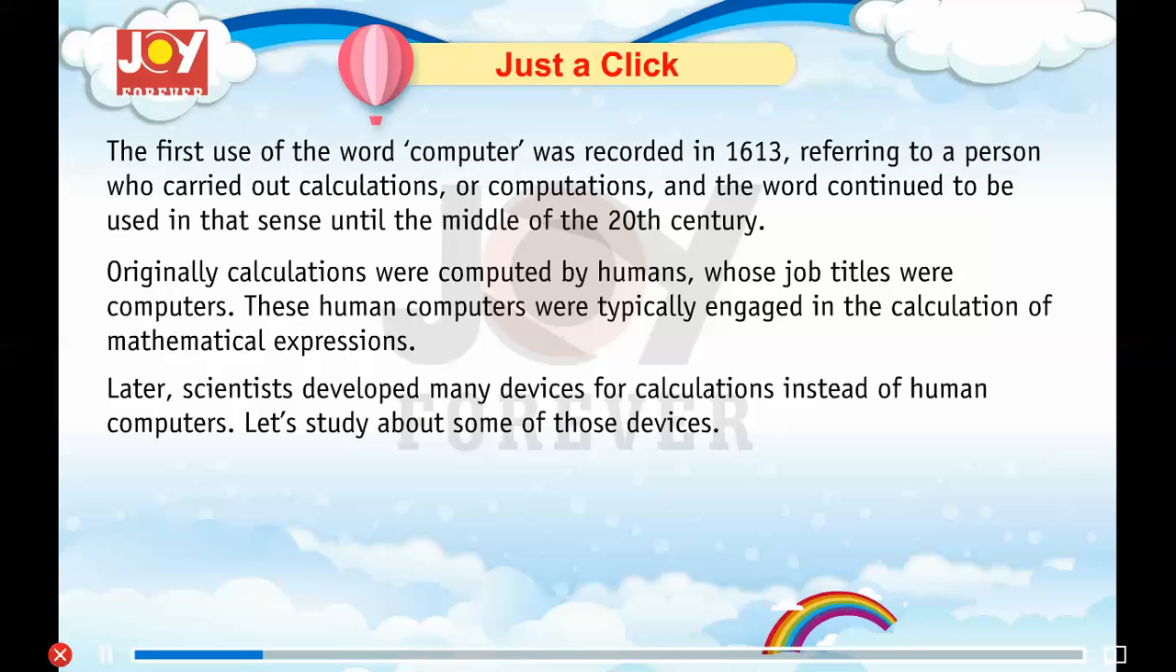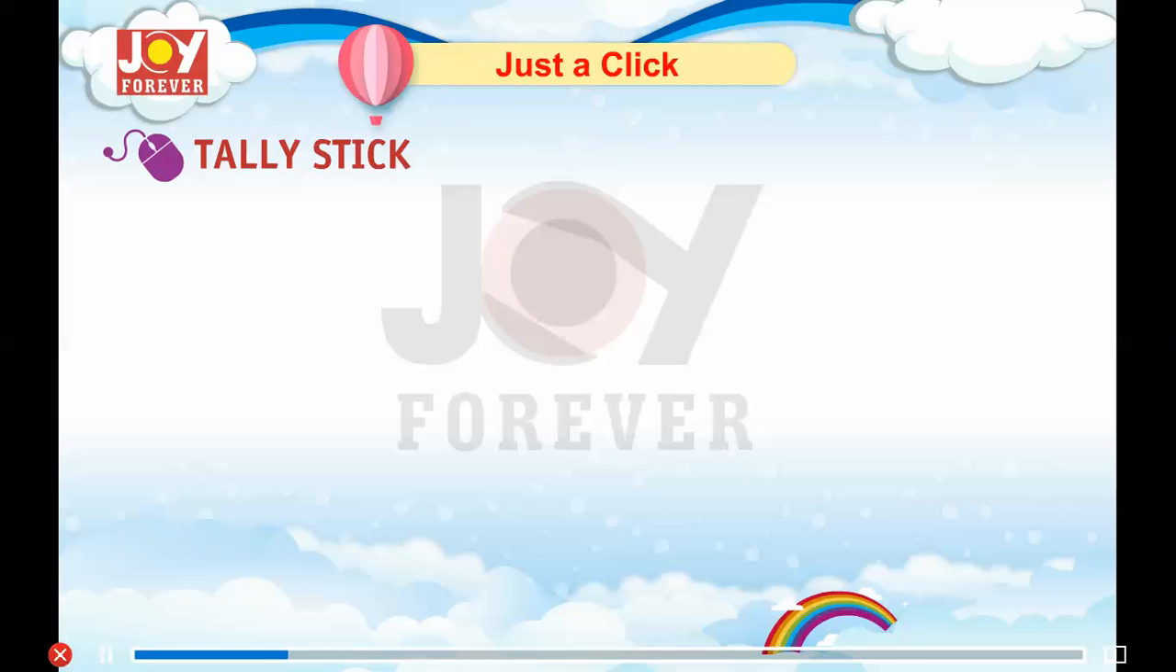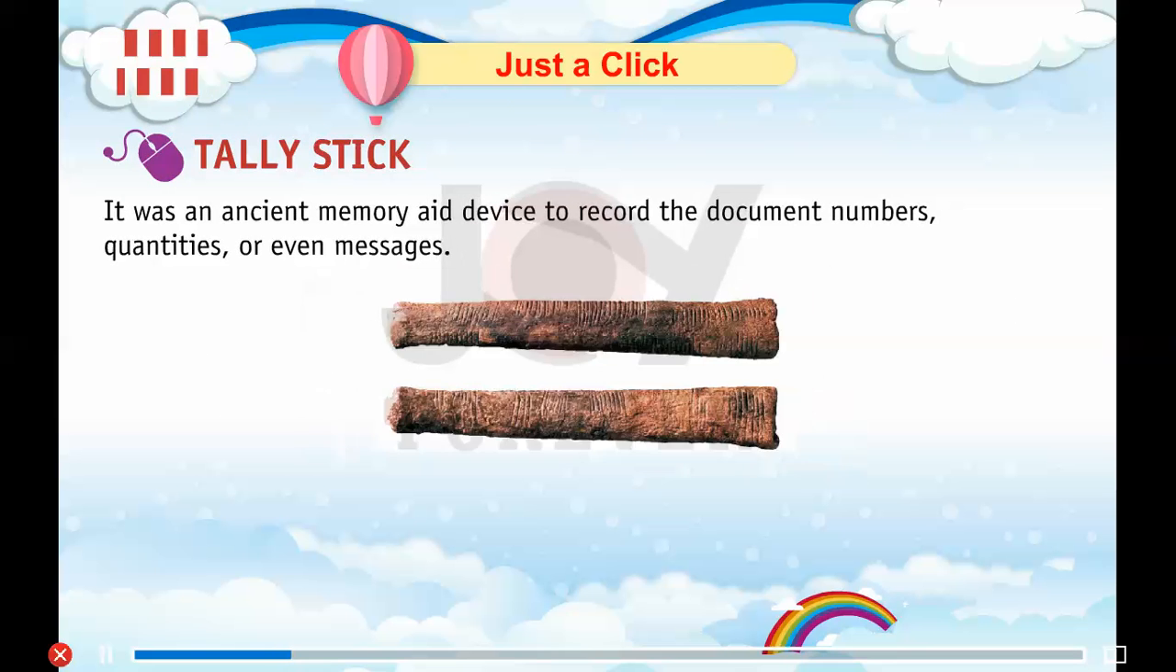Later, scientists developed many devices for calculations instead of human computers. Let's study about some of those devices. Tally stick. It was an ancient memory aid device to record the document numbers, quantities, or even messages.